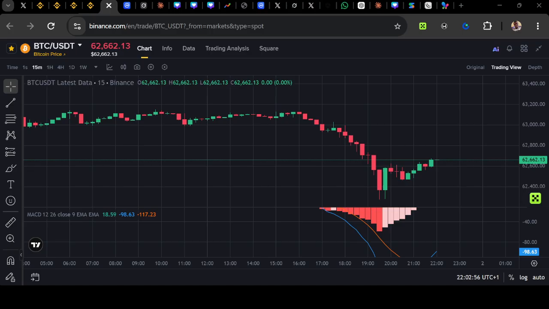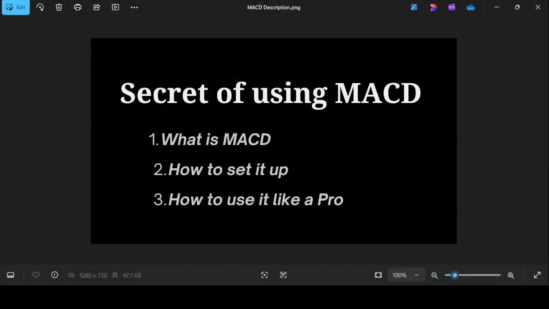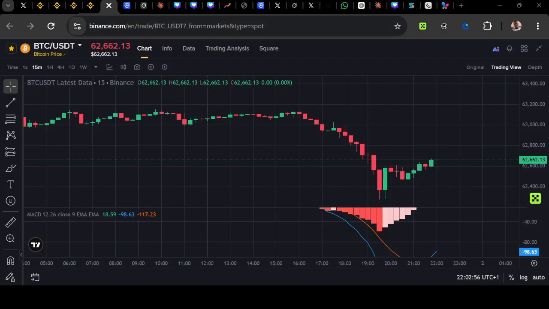So in today's video, we are going to be talking about the MACD indicator, okay? What we're going to be talking about in the video is what MACD actually means. We're also going to be talking about how to set it up, and then we're also going to talk about how to use it for your crypto trading, okay? So now let's jump into what MACD is.